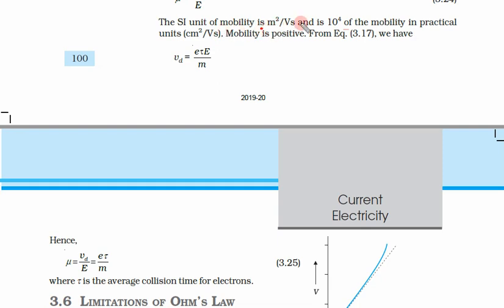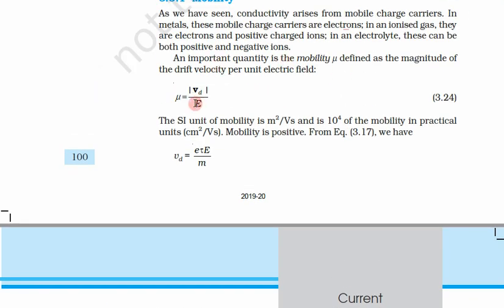Now the units of mobility. The unit is meter square per volt second. How did we get this unit? See, mobility is velocity upon electric field. Velocity is meter per second, and electric field is volt per meter. Since it is in the denominator, volt goes to the denominator and meter goes to the numerator. So meter square per volt second.